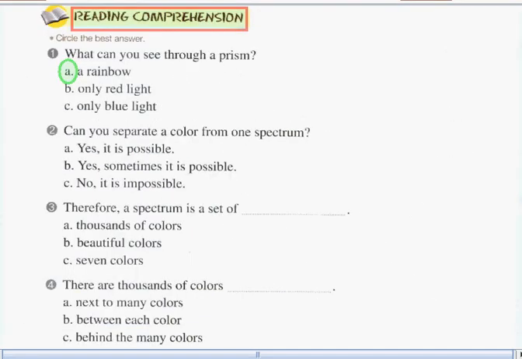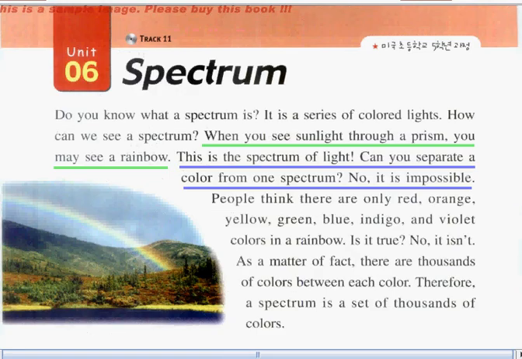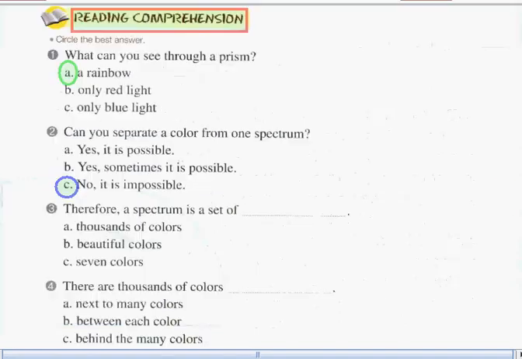So how about number 2? Can you separate a color from one spectrum? The answer is letter C. No, it is impossible. So here, this is the spectrum of light. Can you separate a color from one spectrum? No, it is impossible. And then, how about number 3?